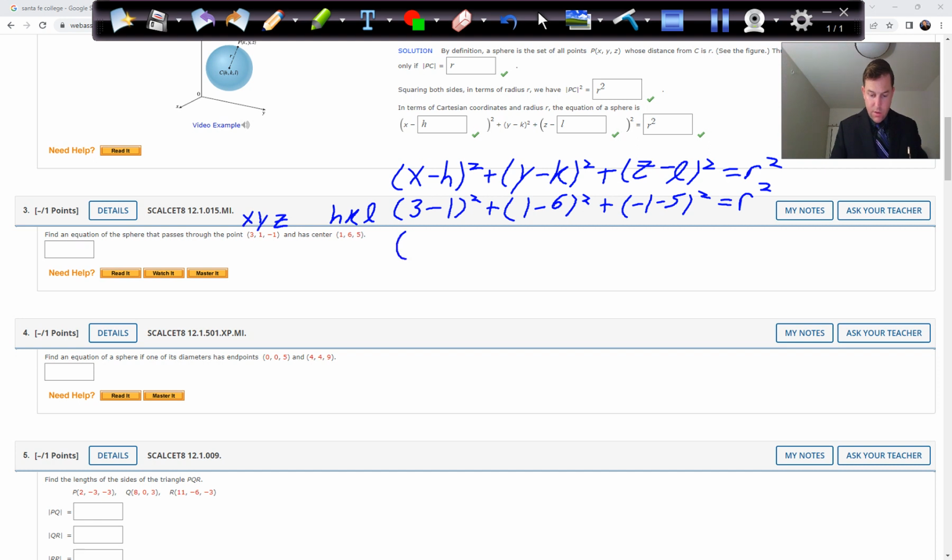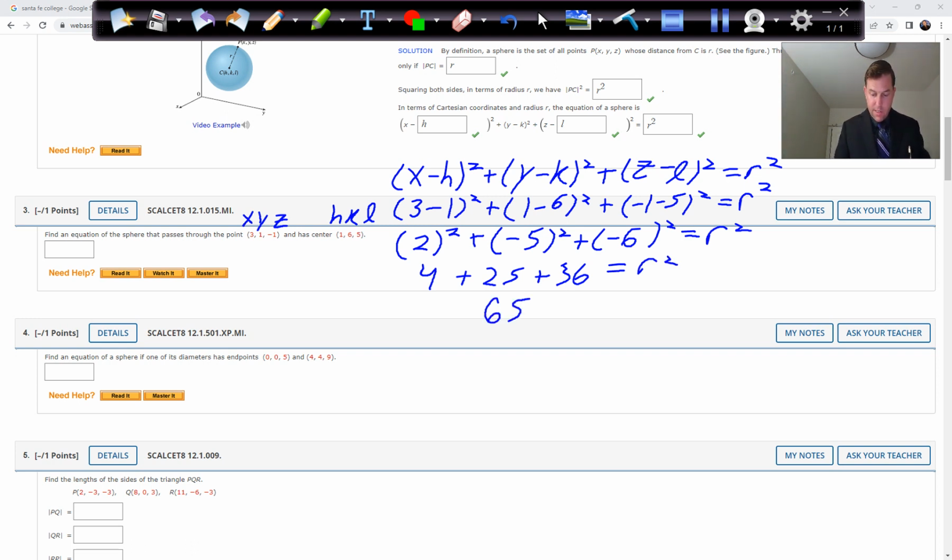So this is 2 squared, negative 5 squared, negative 6 squared. 4, 25, 36, which is going to be 40 plus 25, 65 is the radius squared.